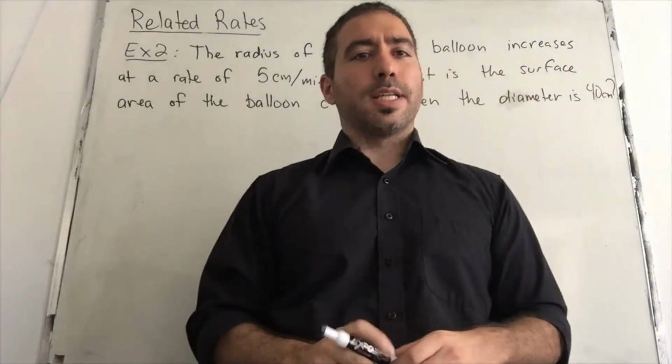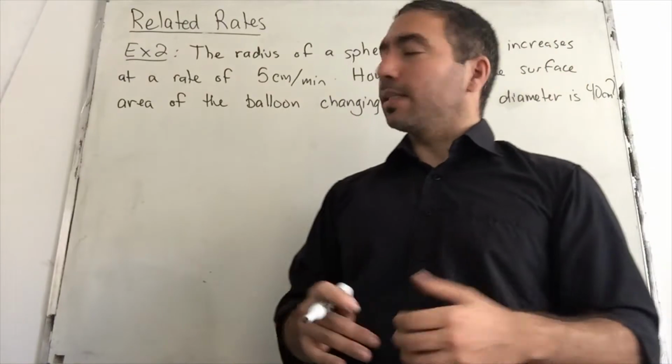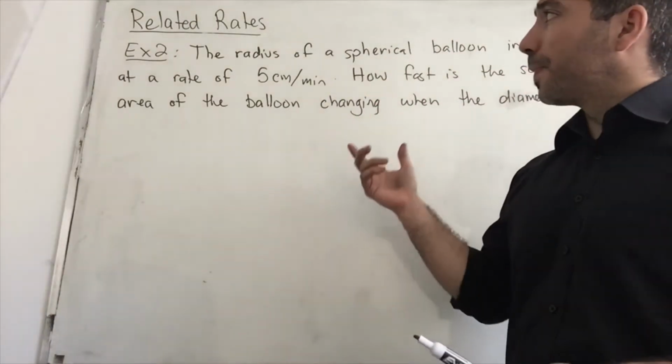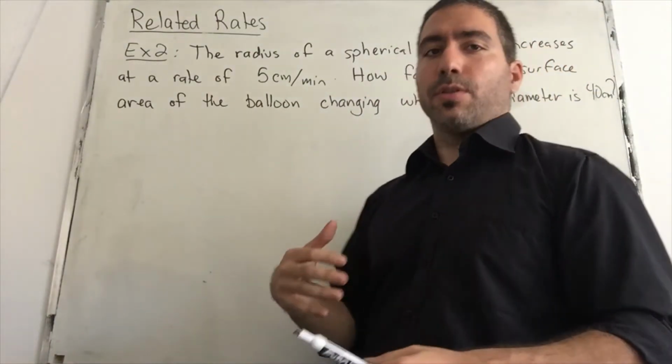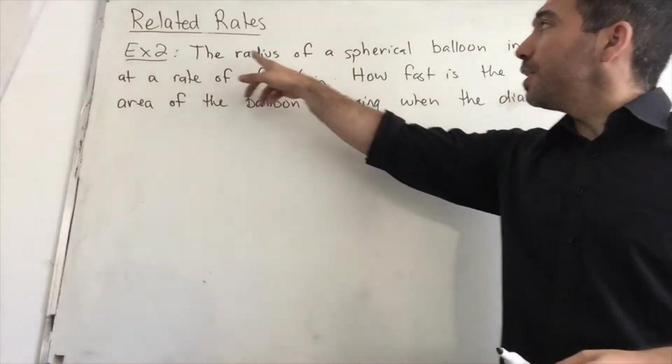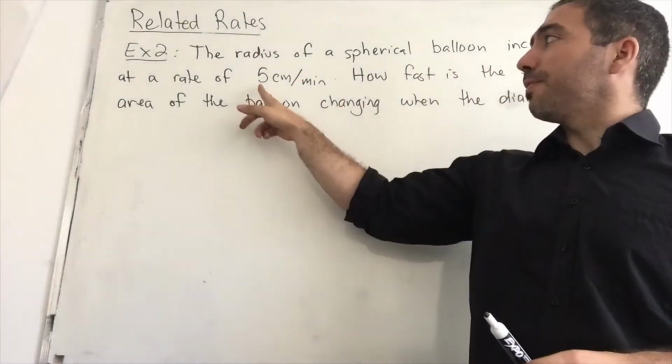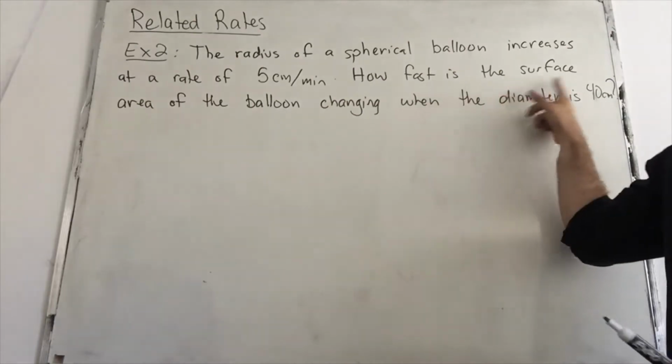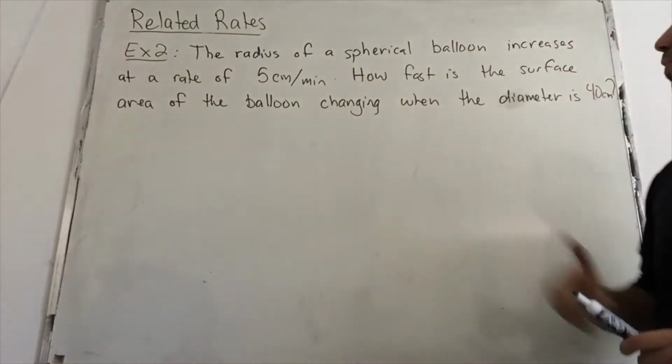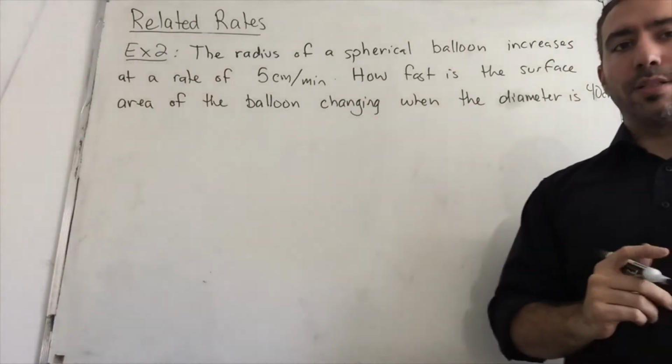So I would classify this next example as one that's slightly easy. So I encourage you to pause the video, try to solve it on your own, and then compare your answer with mine. So the radius of a spherical balloon increases at a rate of 5 centimeters per minute. How fast is the surface area of the balloon changing when the diameter is 40 centimeters?